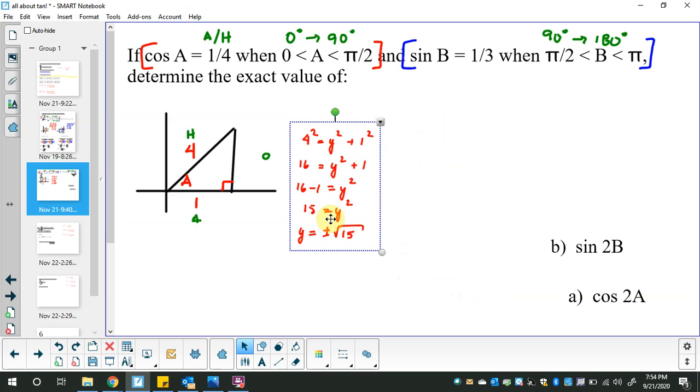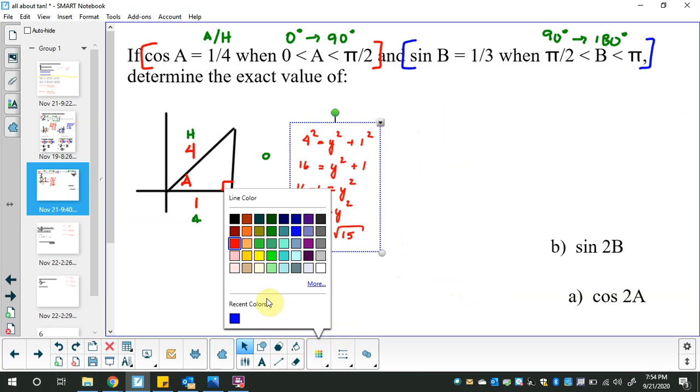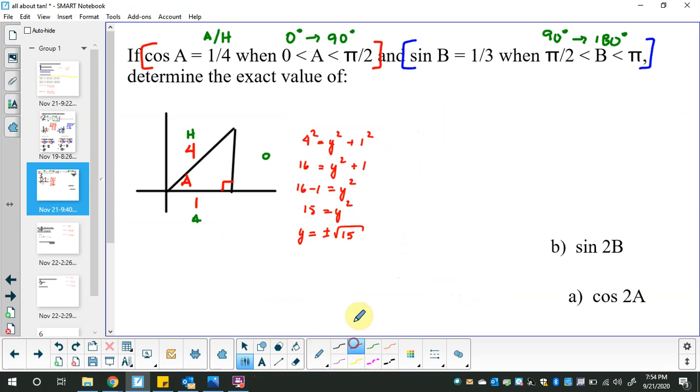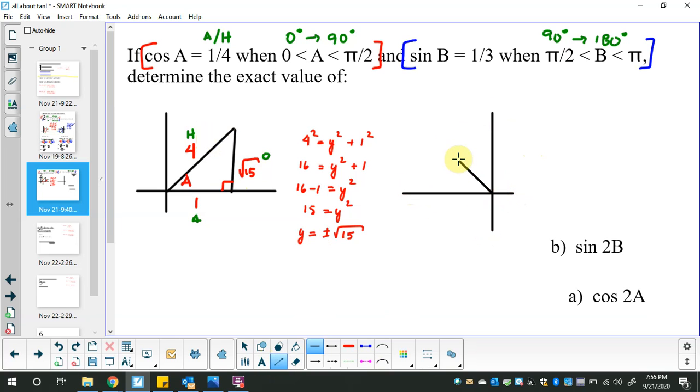And I'm going to put this here for the time being. I'm also going to dig out the red pen again and say that this is positive root 15 because it's an up movement. So this is right, so we're good, positive. This is up, so we're positive. Hypotenuse is always positive. Now it's time for the blue pen. So the picture has to be drawn between 90 and 180. So that looks good.